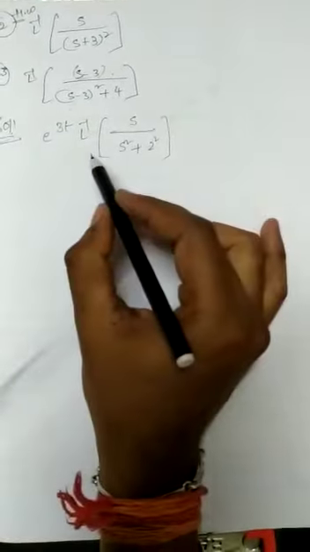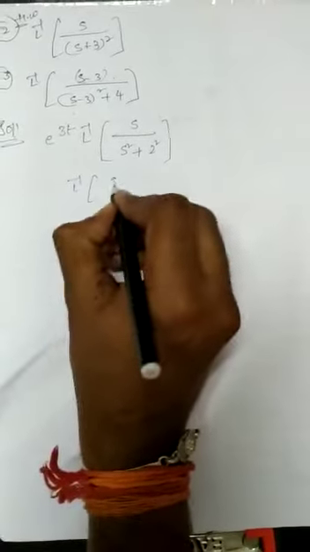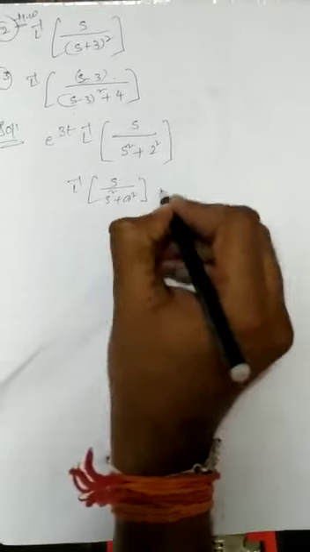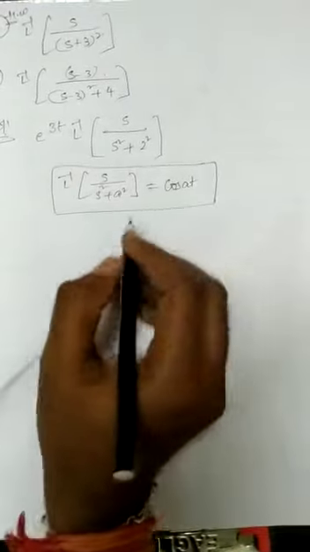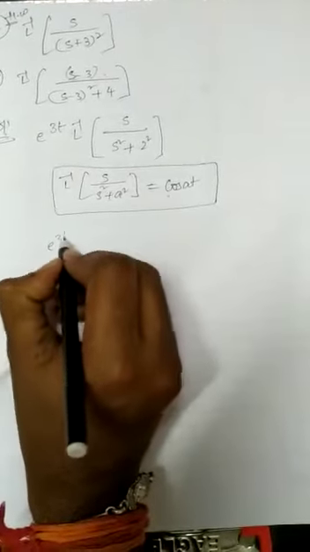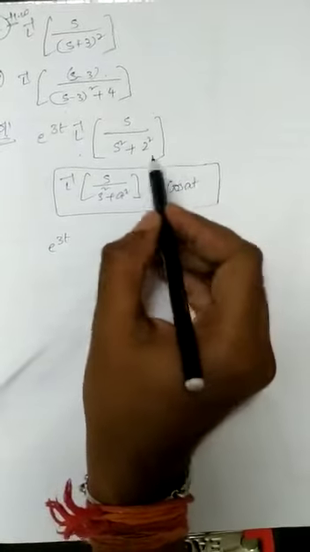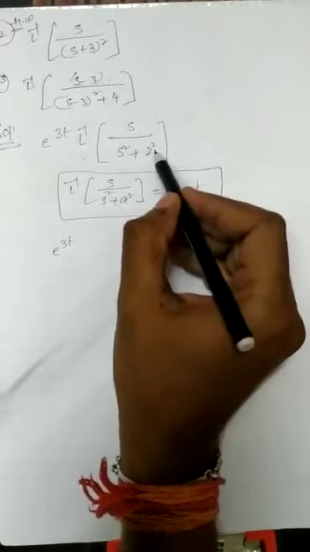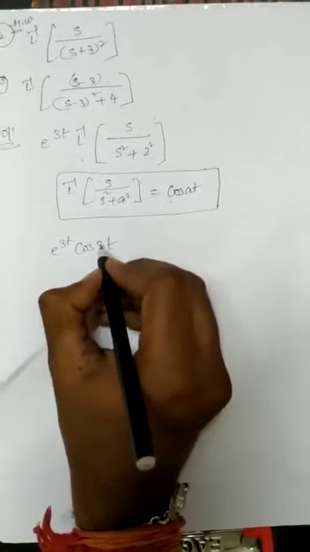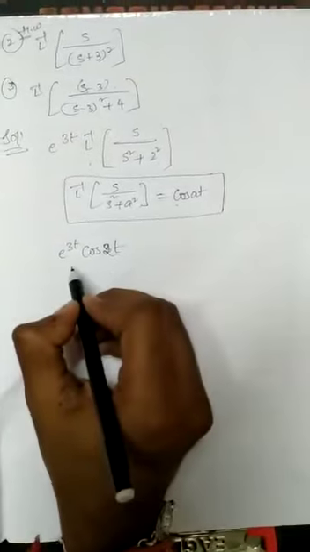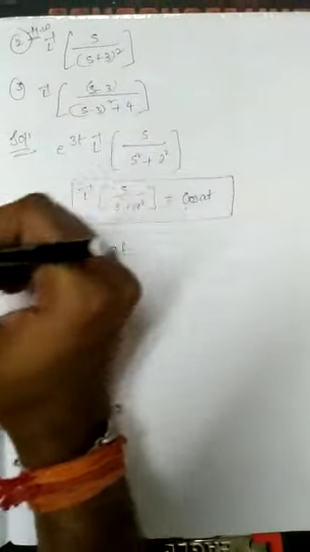Okay. Now if you observe this function, Laplace inverse of s by s square plus 2 square, which is in the form of Laplace inverse of s by s square plus a square. What is the formula we have? cos at. Right. So by using this standard form, we can write this function as e power of 3t into Laplace inverse of s by s square plus a square, that is cos at. In place of a we have 2, that means what you will get? e power of 3t cos 2t. So that is inverse Laplace transformation of this given function.